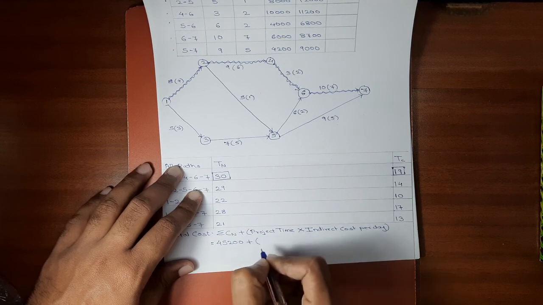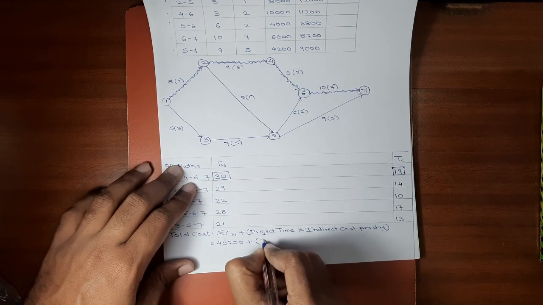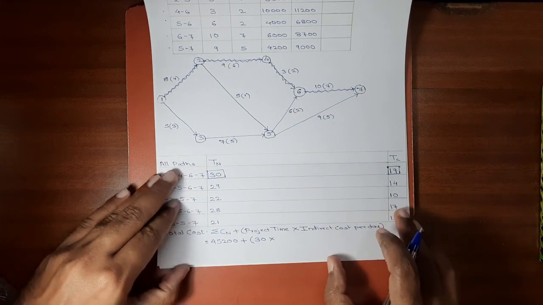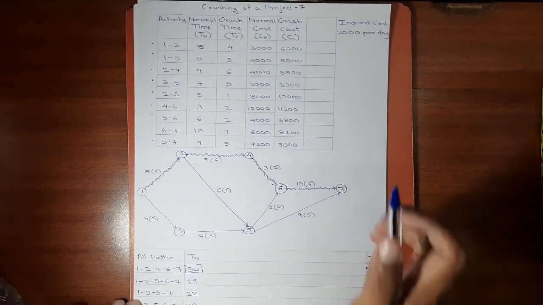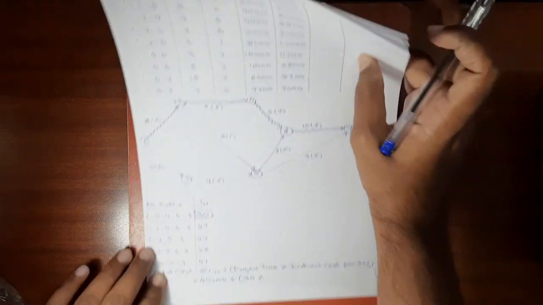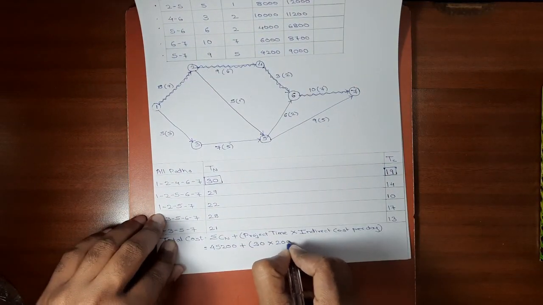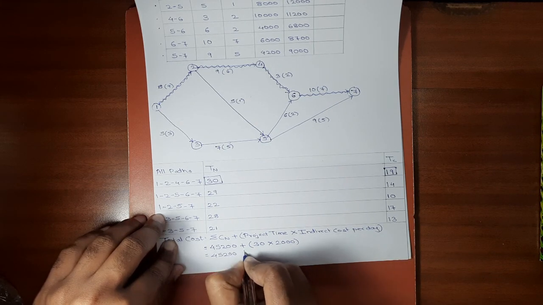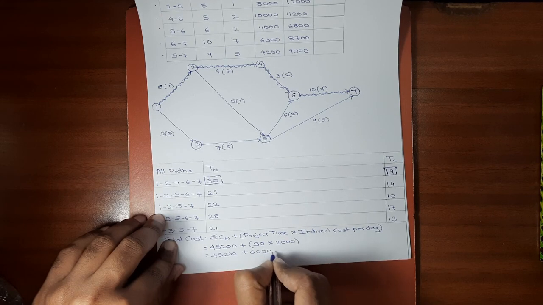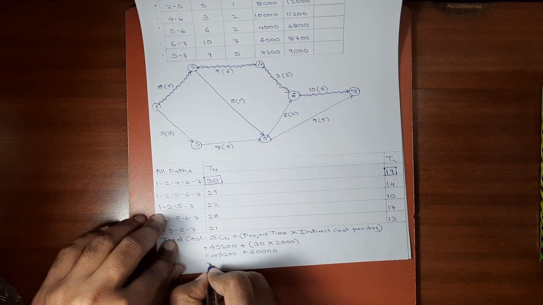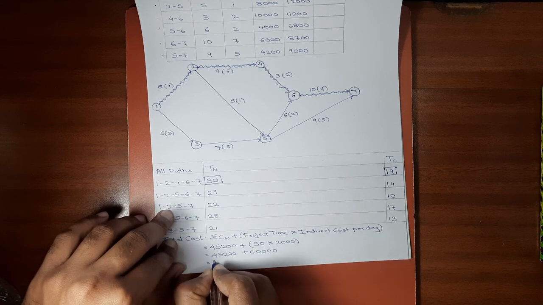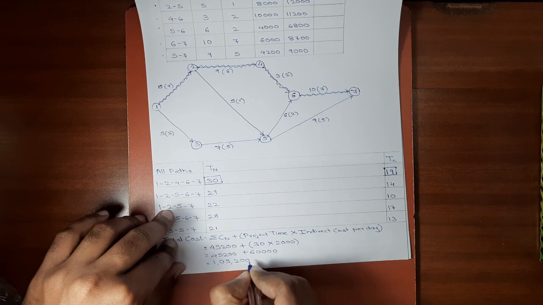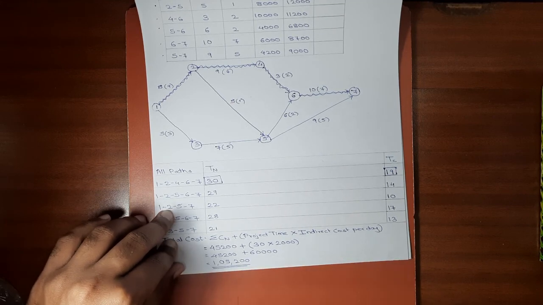Plus project time, maximum time is 30. So here project time will be 30 into indirect cost per day. Indirect cost per day is given in the given data, which is 2000 rupees. So plus 30 into 2000, which gives 45,200 plus 60,000, which means our total project cost is 1,05,200. This is our total project cost.